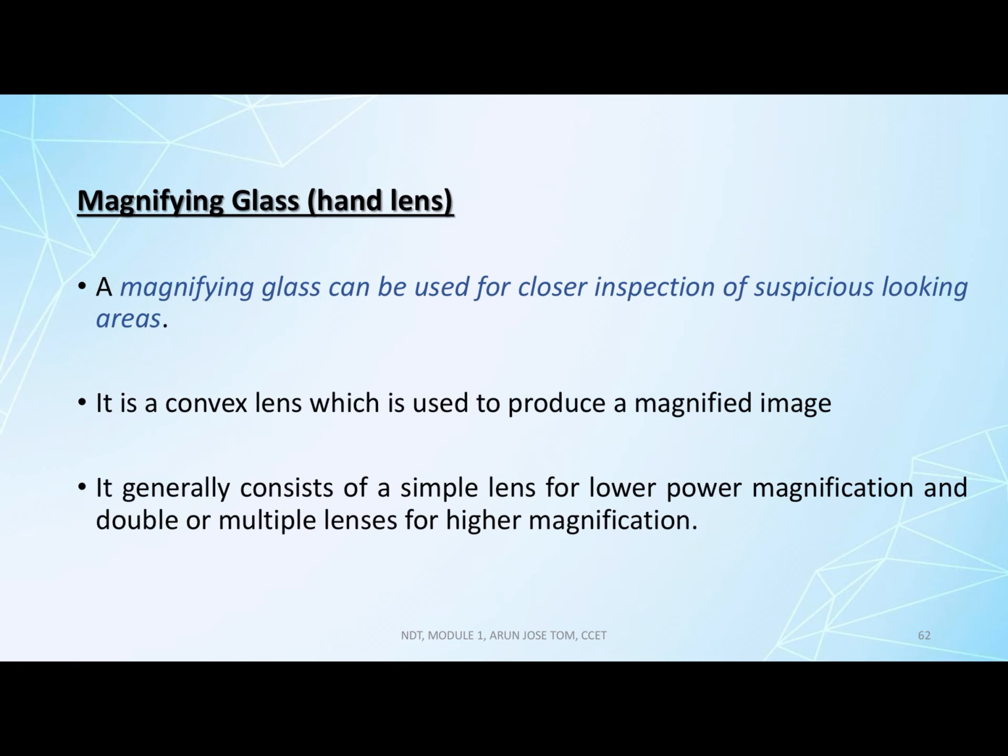Next thing is the magnifying glass or hand lens. You know the hand lens. A magnifying glass can be used for closer inspection of suspicious looking areas. It is a convex lens. Maybe you use this lens for magnifying the image. Also, it generally consists of a simple lens for lower power magnification and double or multiple lenses for higher magnification.